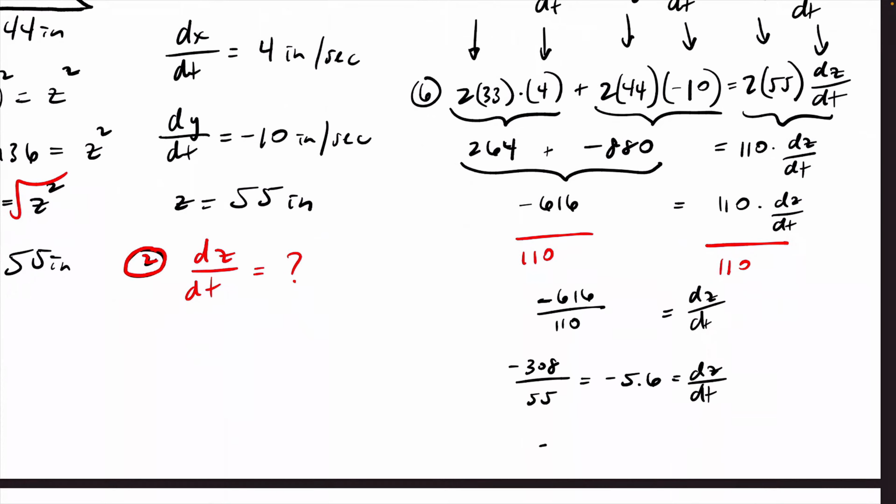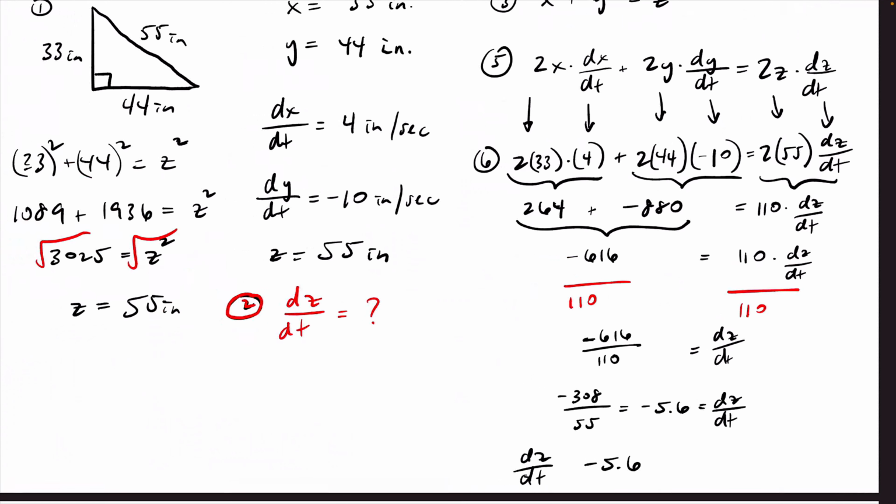Units. What unit goes with this guy? Yep, it's a length over time. Rate of change of a hypotenuse. Hypotenuse is just a length. So it's inches over time, which I think for this one was seconds.